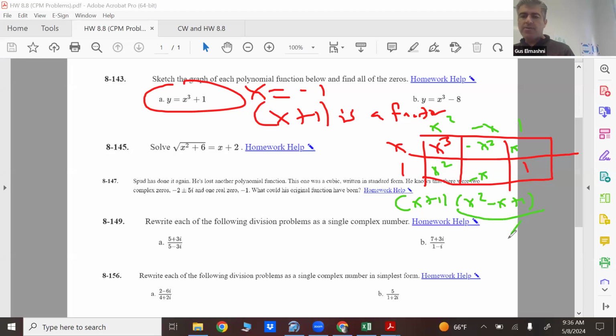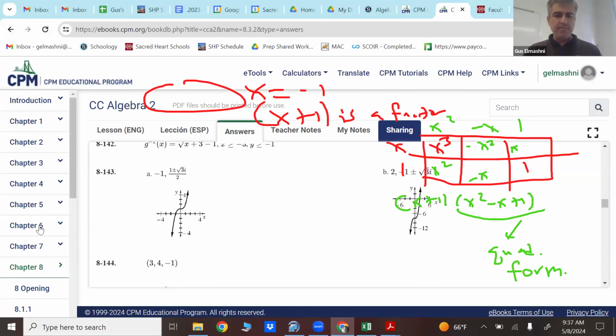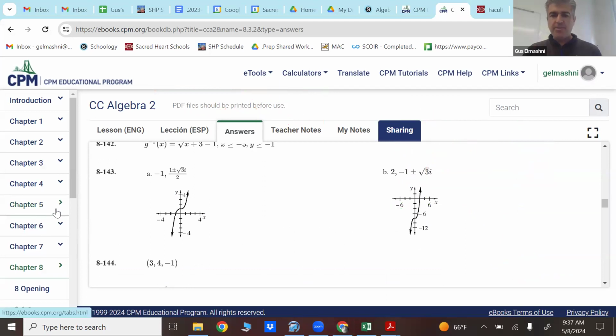And then find the other zeros, use quad form. I trust you guys to do quad form just fine. There's no need to review that again. You should be fine with quad form. I think you get 2 imaginary answers, if I'm not mistaken. And likewise with B, you get the same thing. So, yeah. That was 143. There you go. There are the answers. Not so hard.